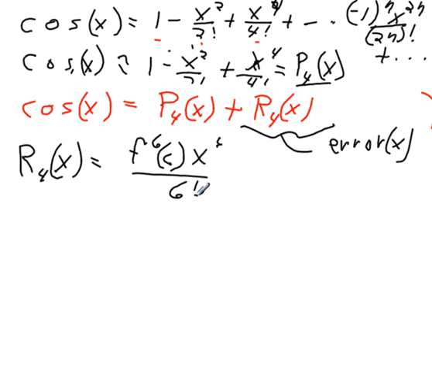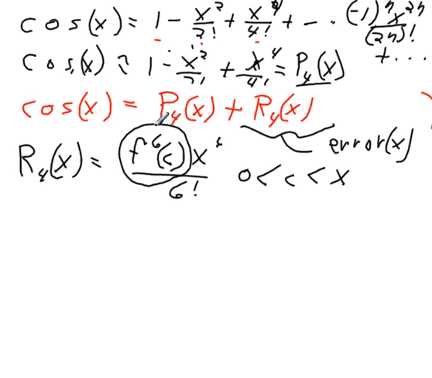Well, we don't know what c is, and we'll never find c, but we do know c is between the center point and the x, where you're going to evaluate the error. Okay? So what is this thing here?